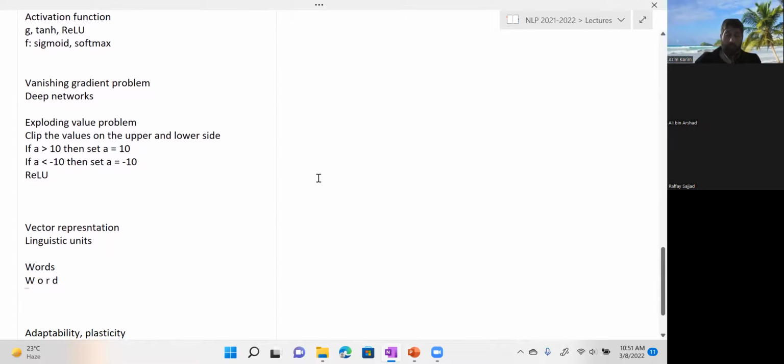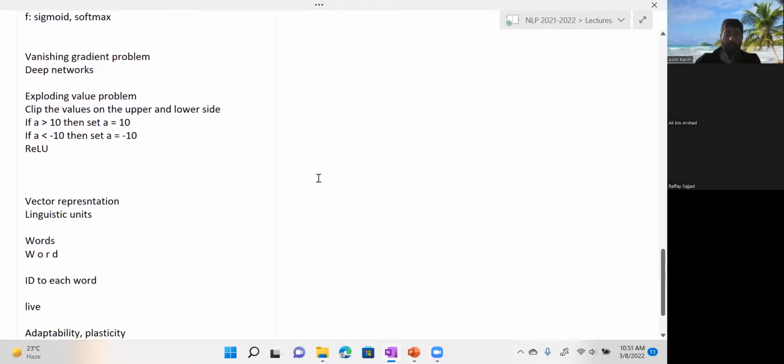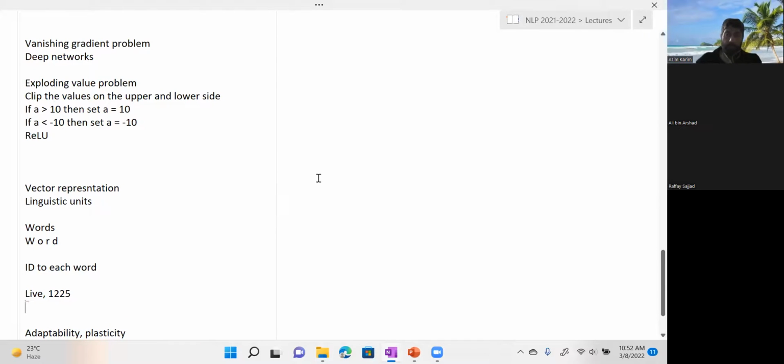Another representation that we discussed was simply to assign an ID to each word. For example, the word live would maybe be given an ID, let's say word number 1225. This ID doesn't tell us anything about the word. It just tells us this word is different from some other word. For example, let's say this other word is 1389. We only know that one has this ID and the other has that ID. Those two words are not the same. That's it. We don't know anything else about them: what their meanings are, what the differences are, and so on. So this is, of course, a very basic way of representing words.